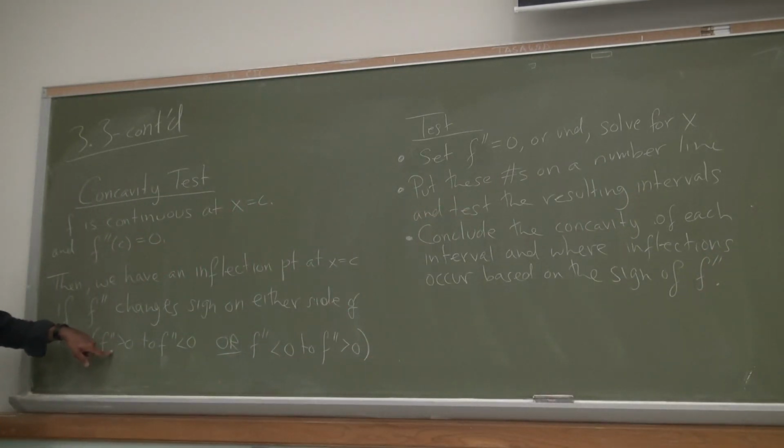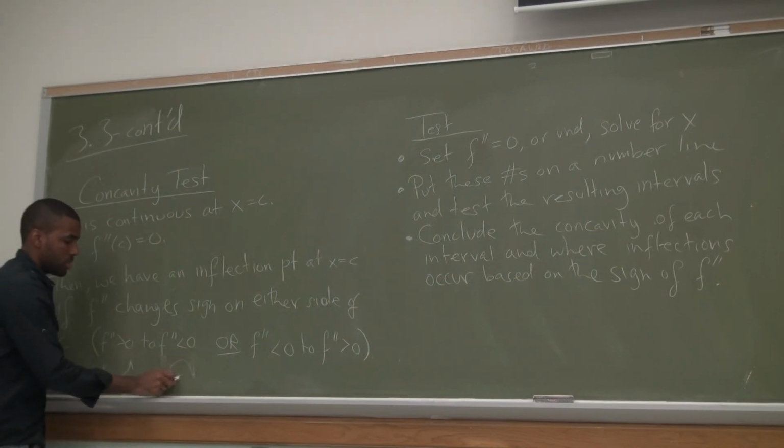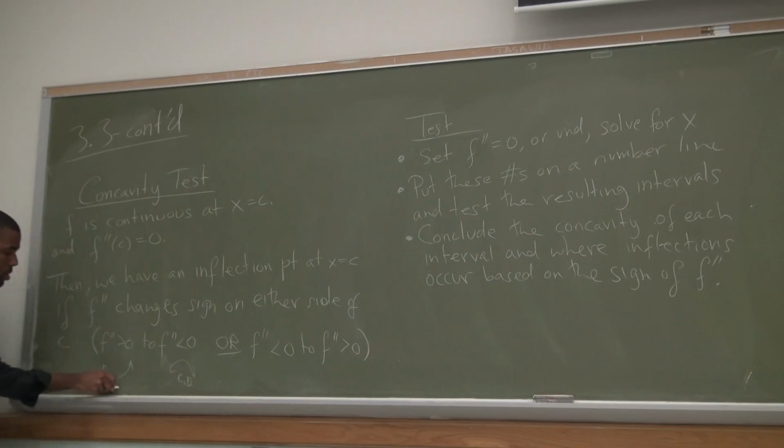If f double prime is positive, what does that mean? How does it shape? Happy face. Concave up like a cup. Positive. Negative means concave down, right? So that you have to remember. And remember, it doesn't have to do with anything with increasing or decreasing. It has to do with the shape of the graph.